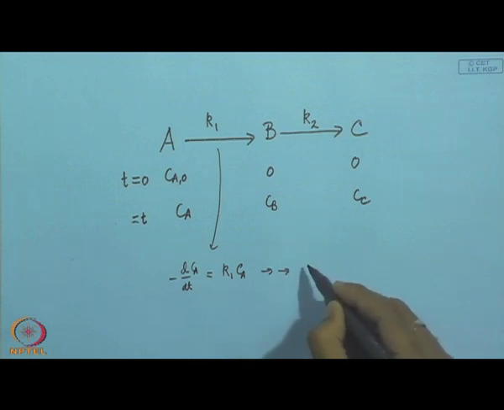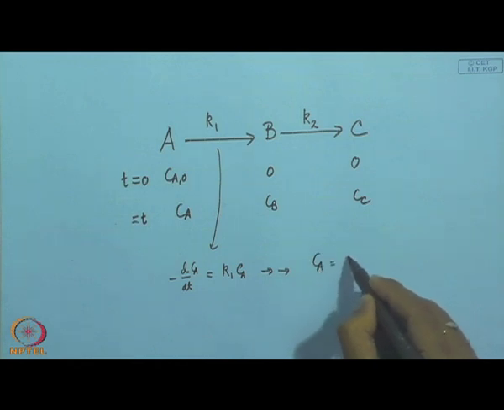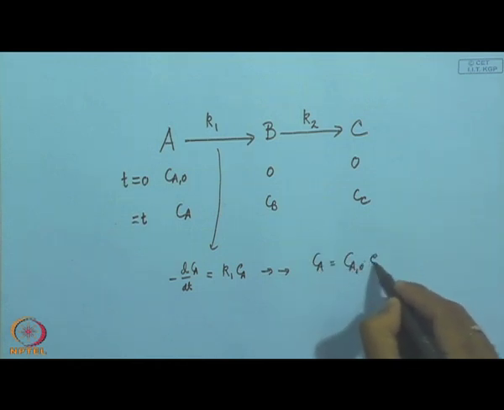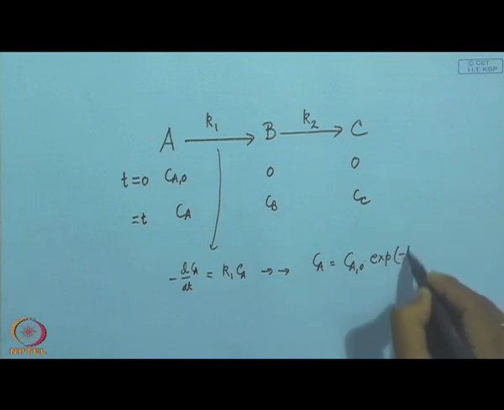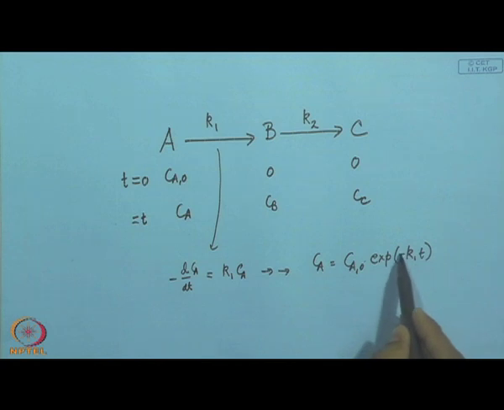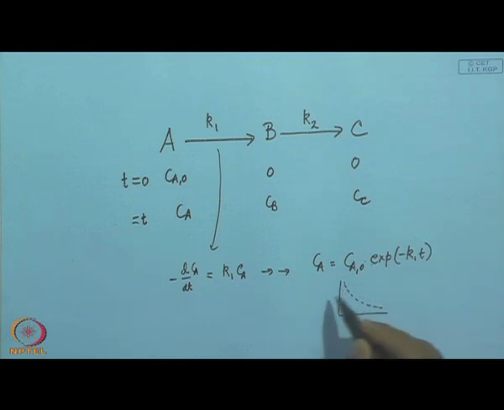this is a differential equation. When we integrate, we will get Ca is equal to Ca0 exponential minus K1 t. Minus K1 t means with increase of t, this quantity will be depleted. That means Ca will decrease in a first order fashion, exponentially. So, this is the concentration at this time.